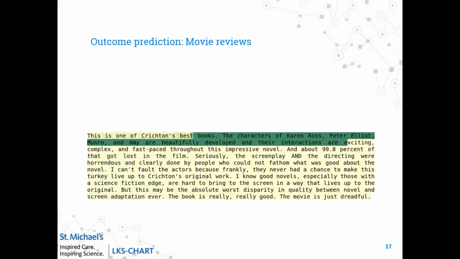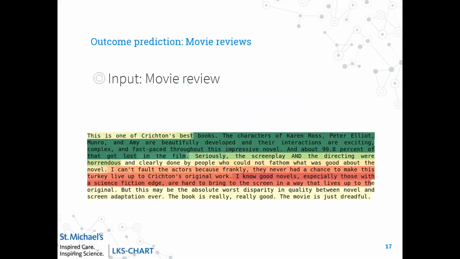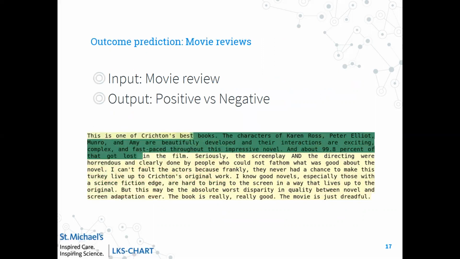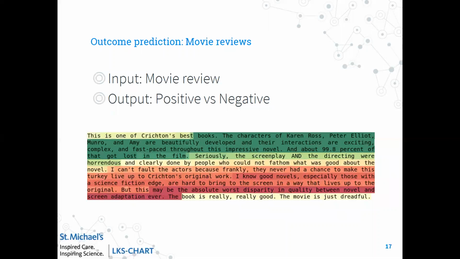So now let's look at outcome prediction. In this example, we are looking at movie reviews. The recurrent neural network takes as input a movie review, and it reads in that review one character at a time. It predicts the sentiment of that movie review, whether it's positive or negative. In the animation here, the words will be green for a positive sentiment and red for a more negative sentiment.